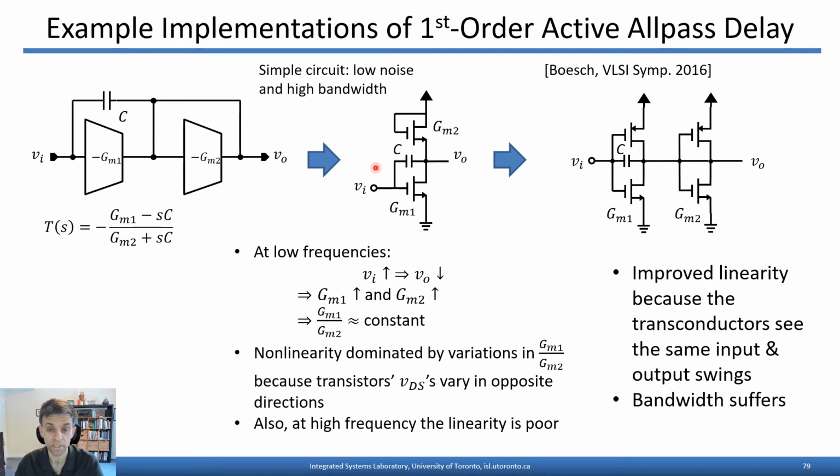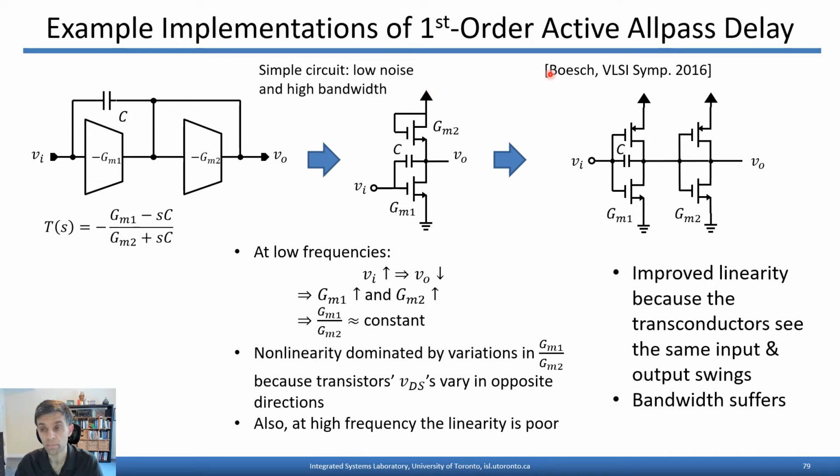At the same time, if we think about what happens at high frequencies, the capacitor C shorts these two nodes together, Vi and VO. So at high frequencies, these two nodes move together. Vi goes up, VO also goes up. And then we lose the nonlinearity cancellation that we talked about. The circuit's high frequency linearity is also limited.